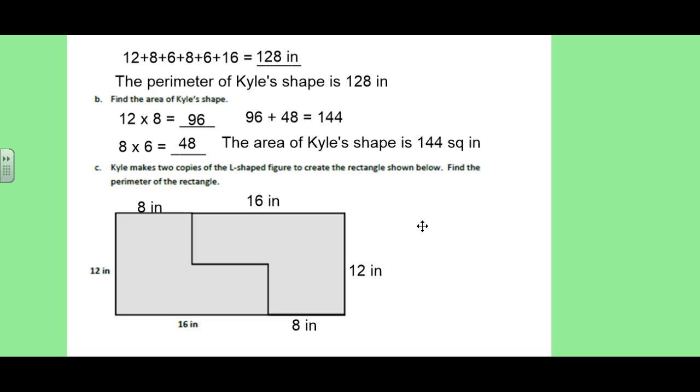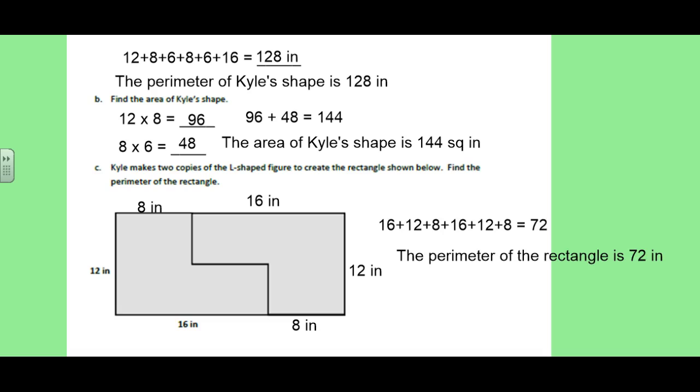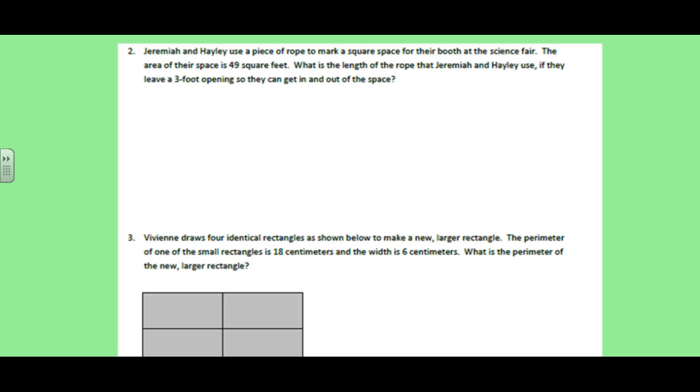And then once you have added all of those side lengths together, you're going to write your answer in a complete sentence for what the perimeter of this rectangle is. So once you have all that done, you may push play. So whenever you add all of the side lengths together, you got 72. So the perimeter of the rectangle is 72 inches. Now we're ready to move on to the other side of the problem set.